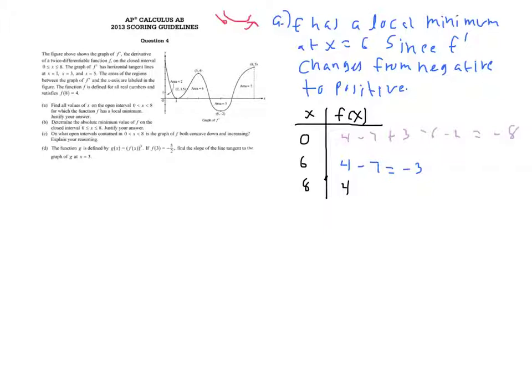So comparing these, our absolute minimum happens at 0, and it says determine the absolute minimum, so we know that it happens at 0, and the absolute minimum value is negative 8. So f has an absolute minimum of negative 8 on that interval from 0 to 8.